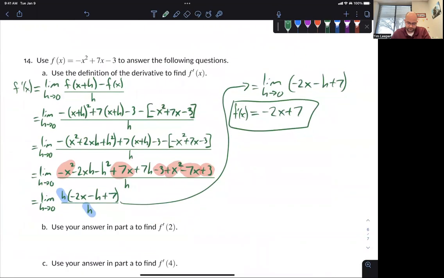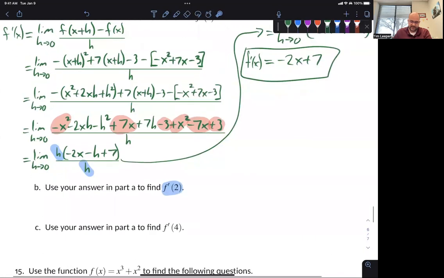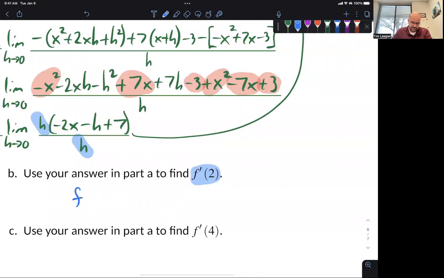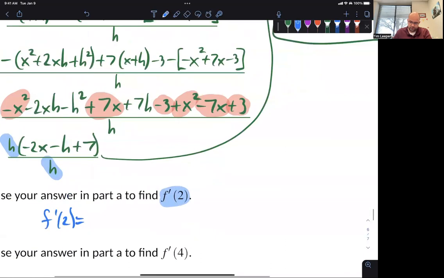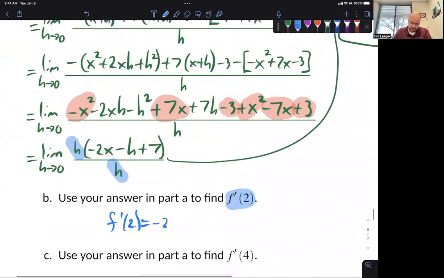Good deal. Now we're going to use this. We want to find f prime of 2. So notice we already know f prime here, so we can just plug in 2 for x. So f prime of 2 is equal to negative 2 times 2 plus 7. Now negative 2 times 2 is negative 4 plus 7 is 3. So the derivative at 2 is 3. Good.